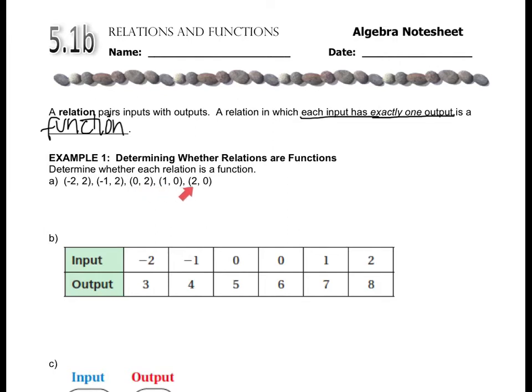And here, you might say 2 pairs up with 0 again, but be careful because here 2 is an input domain value, and here 2 is a range value. So since each input only has one specific output, then this is a function.